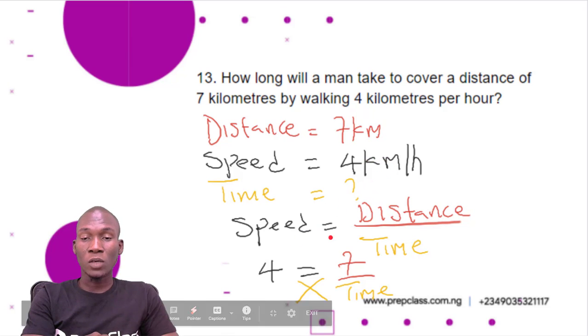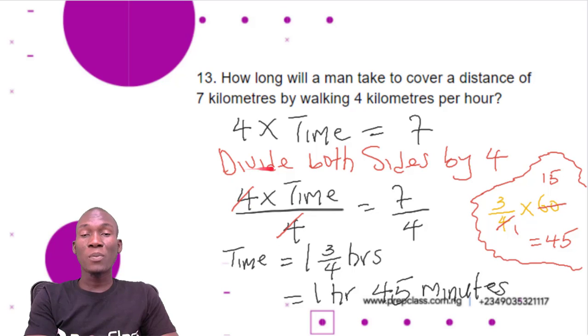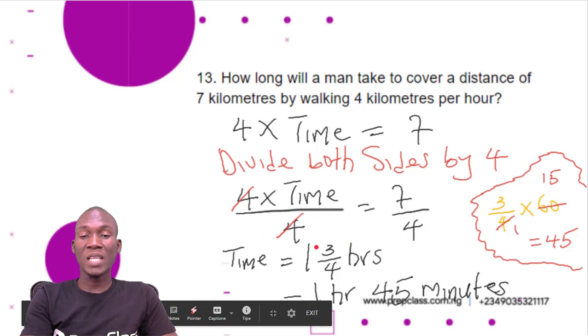We have 4 equals distance 7 over time. If you cross multiply here, we have 4 multiplied by time equals 7. Divide both sides by 4. We have 4 times time over 4 equals 7 over 4. 4 cancels 4. Time equals 7 over 4, which is the same as saying 1 whole number 3 over 4.